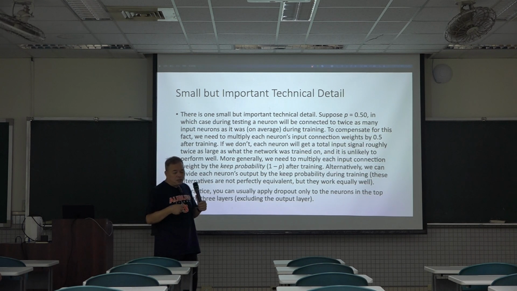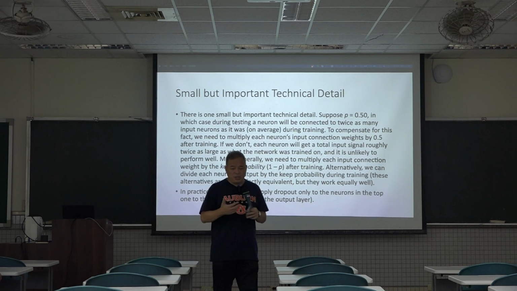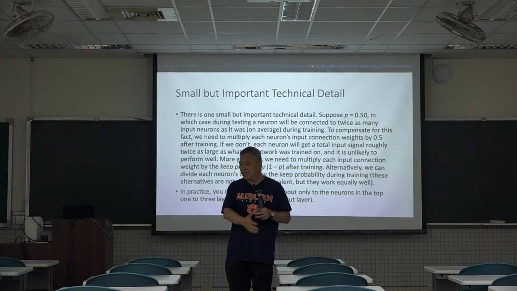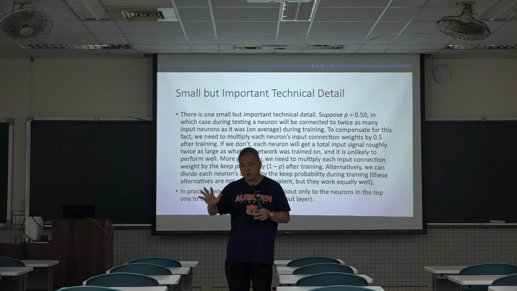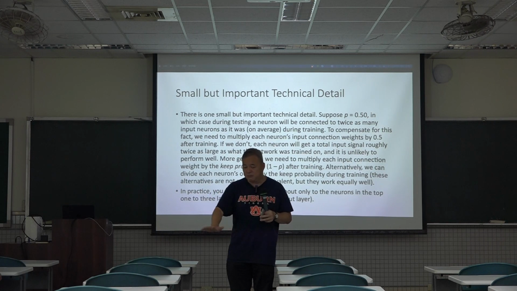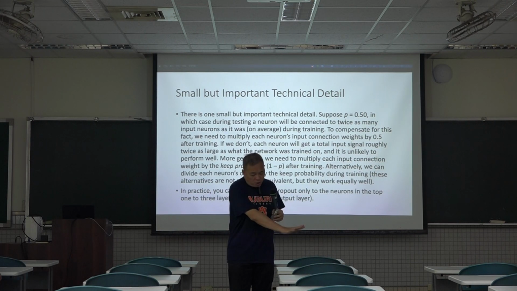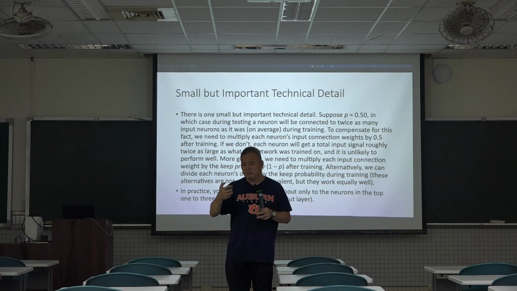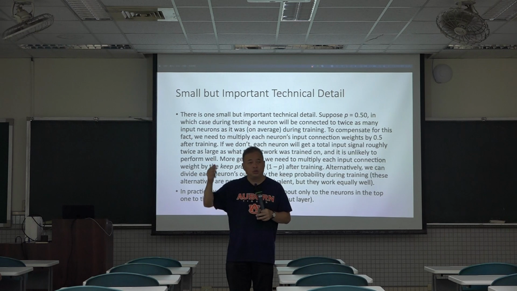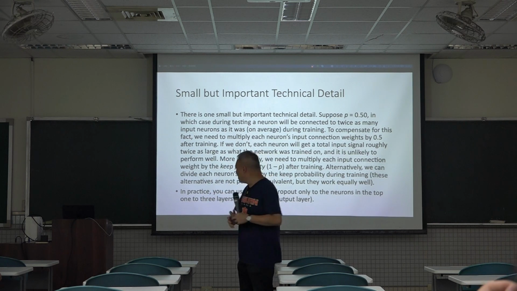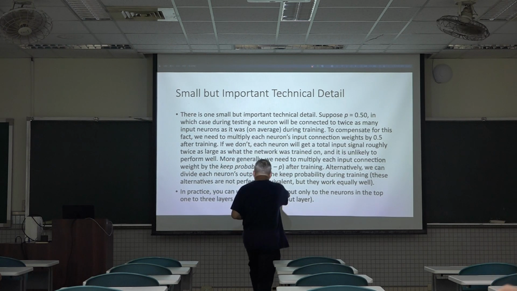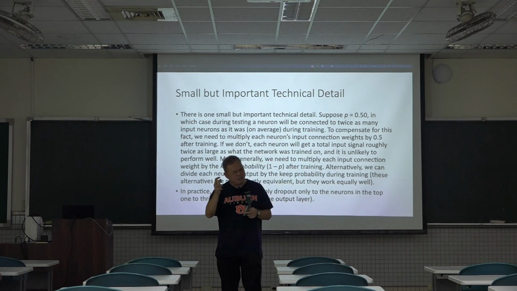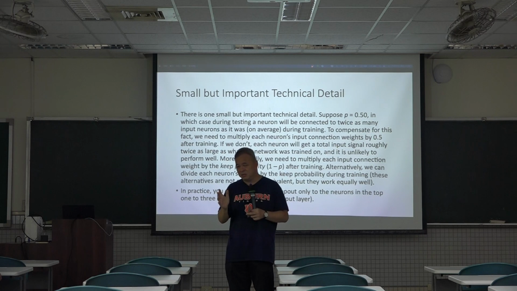This is to ensure that when you are doing training, remember half of the neurons are not working, on average. So you get this much input. After training, because all the neurons are active, the input gets increased. So you should multiply the input by this keep probability in order to ensure you are getting approximately the same amount of input.